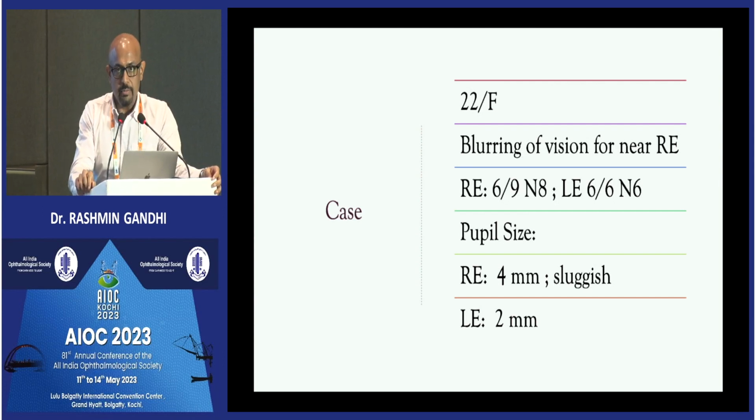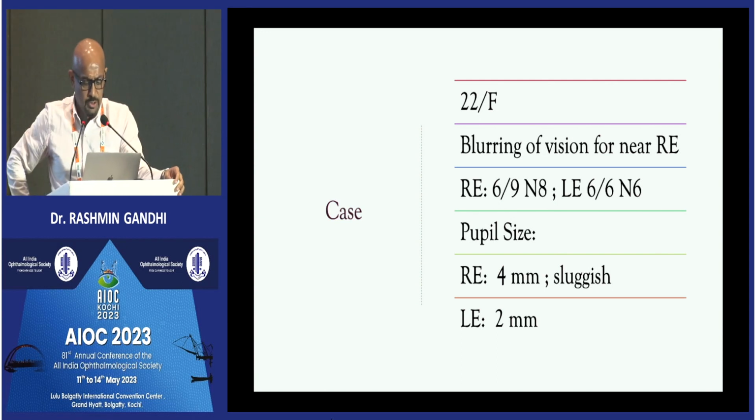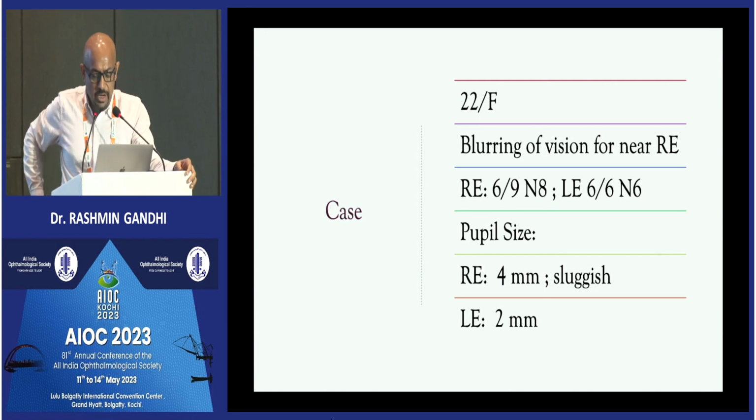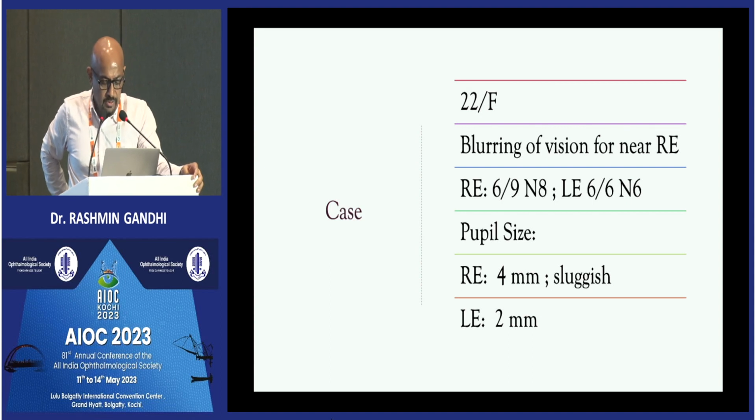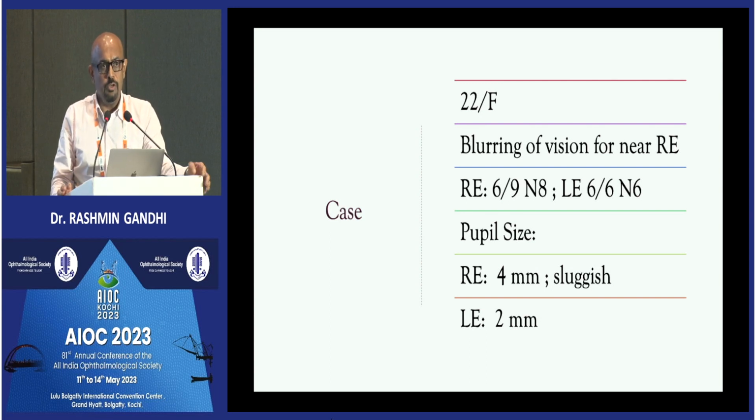So this is a case: blurring of vision for the right eye, visual acuity being 6/9 and 6/6, right pupil being larger than the left, and a little sluggishly reacting. The patient is also complaining of headache. One thing we need to remember is that when the patient has a difference in pupillary size, that's not really a sign of optic nerve disease. When there is anisocoria, it is generally an autonomic system problem. It can be either a sympathetic system problem or a parasympathetic system problem.